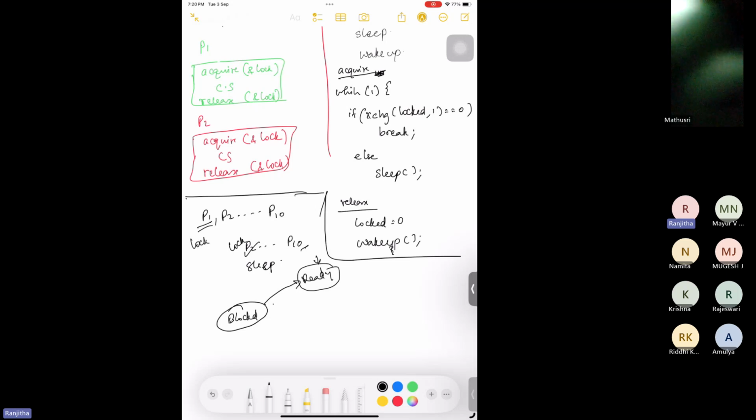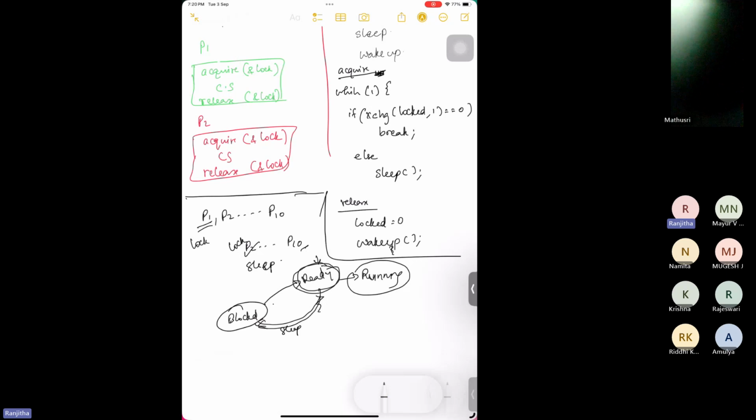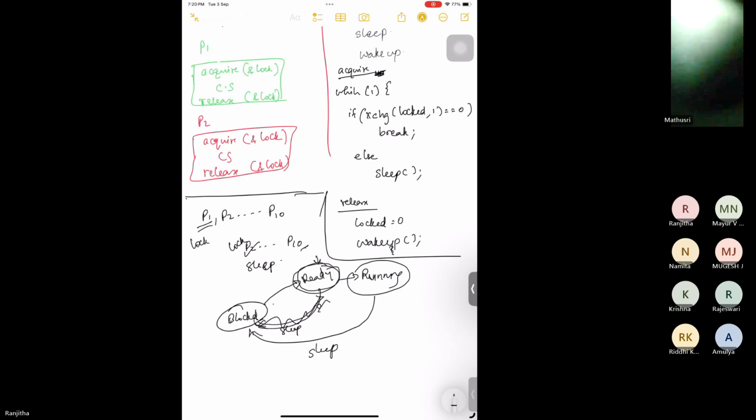Now after that, when P3, P4 and P10, all of them get scheduled, they all will again go for a sleep. Because they went to ready, they again go to running. Sorry, I missed that. They go to running, and during the running, they will see that this lock is still not available, and then from the running, because of the sleep, all 8 of them will go to the sleep.